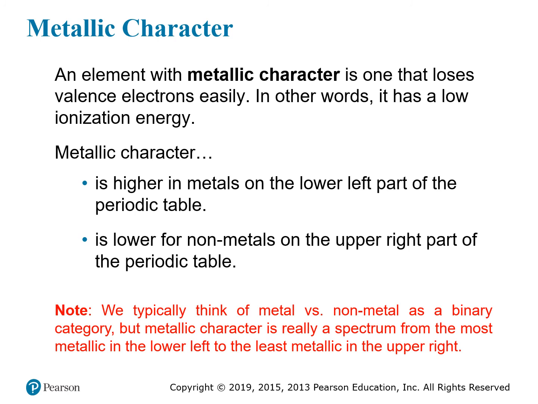So metallic character is higher in metals on the lower left part of the periodic table and lower for nonmetals in the upper right. Which makes sense because the metals are in the lower left and the nonmetals are in the upper right. So metallic character is sort of just an expression of the understanding that being a metal or not isn't really a binary state, right? It's not like everything is either a metal or it's not. It's sort of a spectrum from more metallic to less metallic, right? And that was also hinted at when we were talking about metalloids, which are sort of in between the two, and the properties are intermediate between metals and nonmetals. Okay? That's because they have an intermediate metallic character.